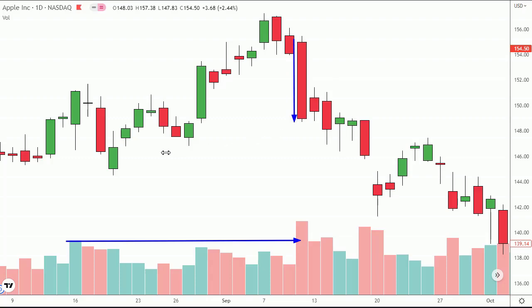The trend is not my friend here. This trend is not my friend. This trend is my enemy. And I want to trade against the price action. And now we have a form of price action here in a large, wide range red bar.